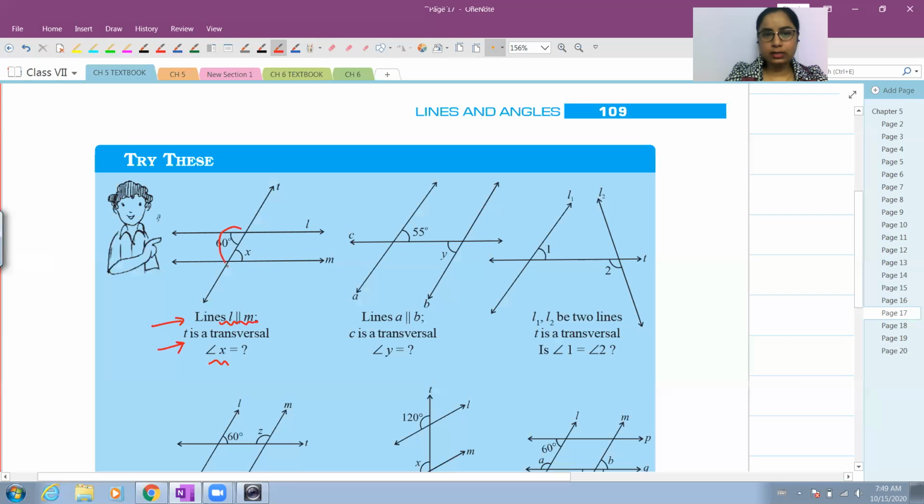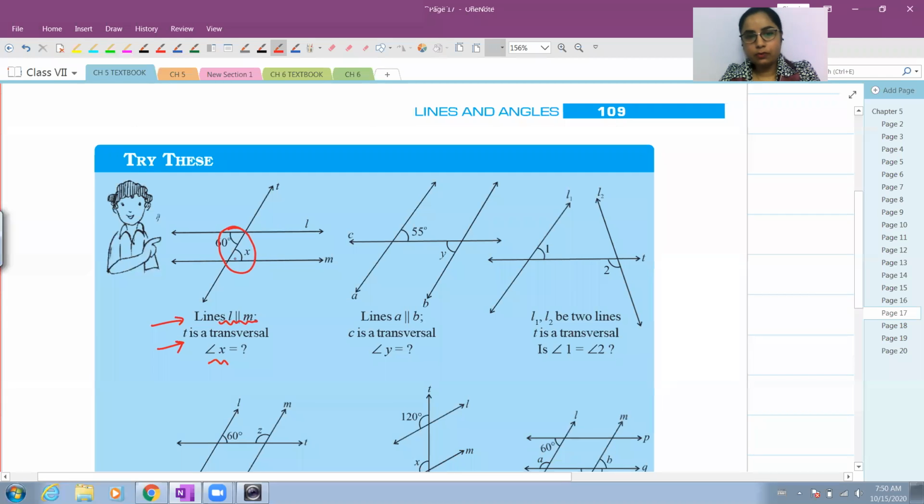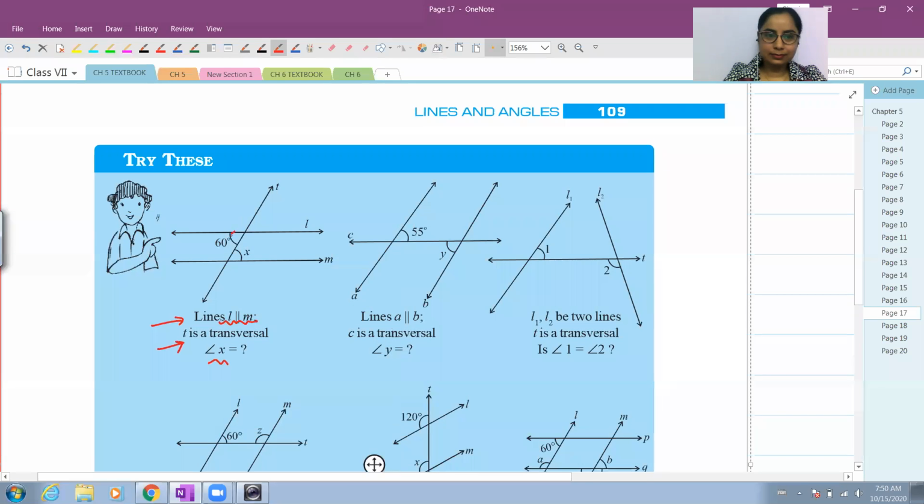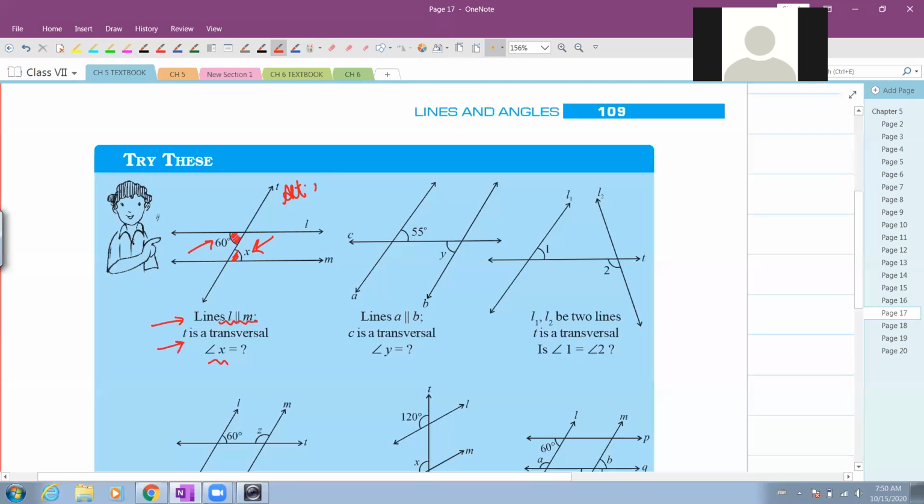So these are the two angles marked here. What do you think these are? Look at their positions. 60° and X, this angle and this angle. What type of pair do they form? They are in the interior and they are on opposite sides. Alternate interior. That's correct. These are alternate interior angles.